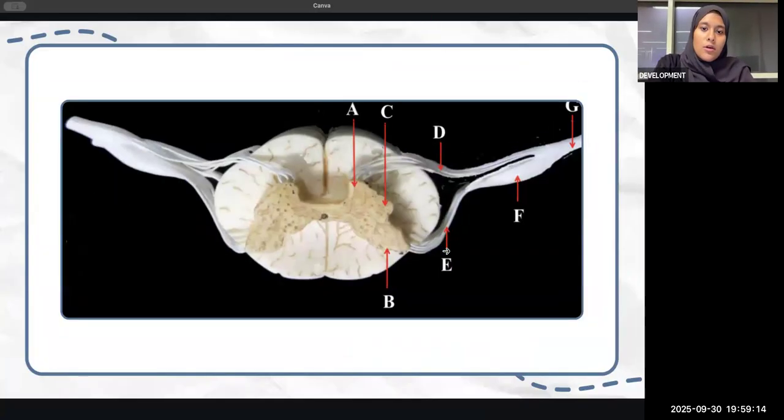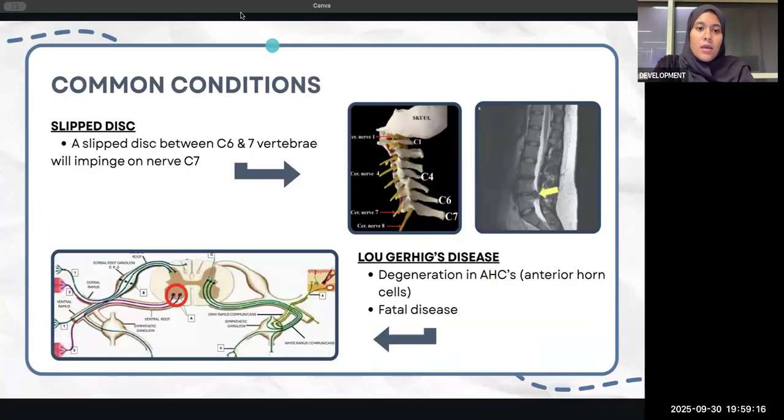Before I test you guys, do you have any questions? Count the vertebrae in the image.